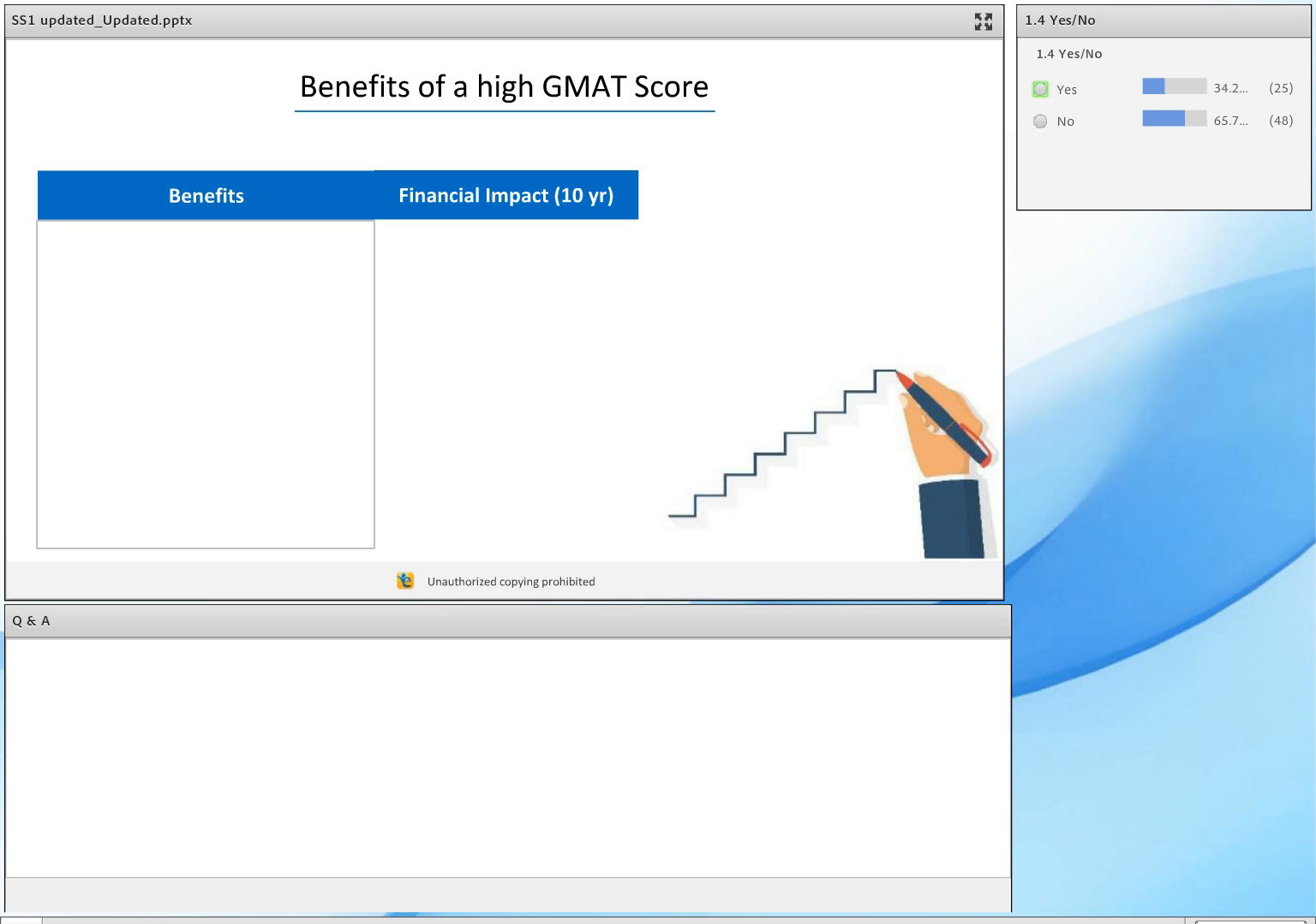So what are the benefits of a high GMAT score? So, the many benefits of a high GMAT score. One is when it comes to admissions. If you aim for a certain school, you get to that school. That's at least $500,000 impact over a 10-year period. If you're aiming for Harvard, you get to Harvard.